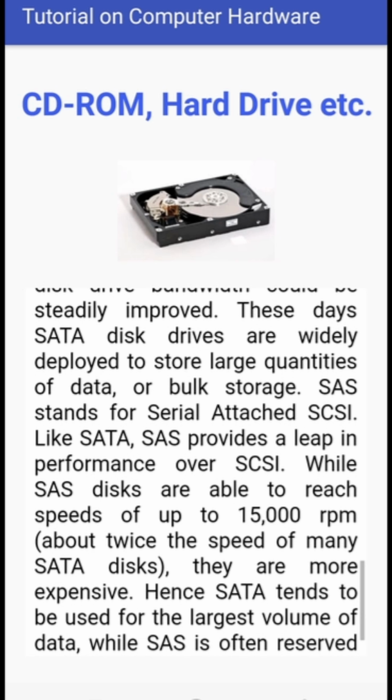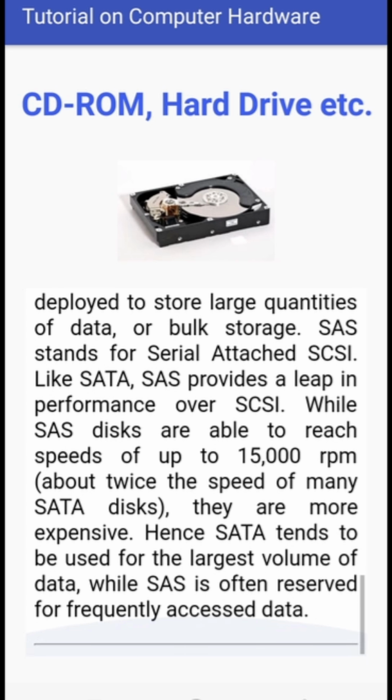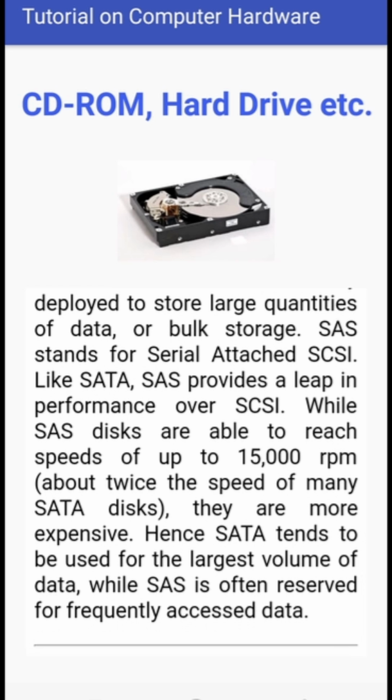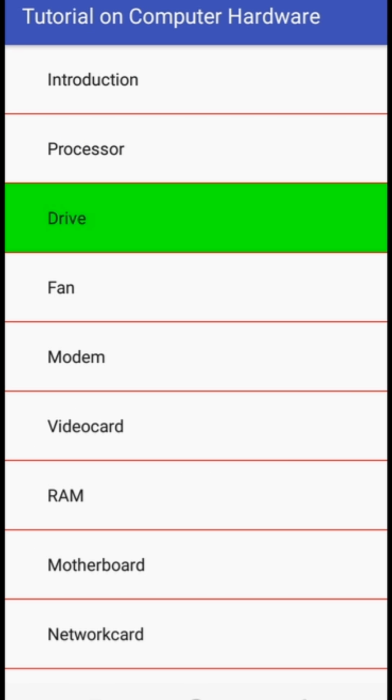SAS stands for serial attached SCSI. Like SATA, SAS provides a leap in performance over SCSI, while SAS disks are able to reach speeds of up to 15,000 rpm, about twice the speed of many SATA disks. They are more expensive, hence SATA tends to be used for the largest volume of data, while SAS is often reserved for frequently accessed data.